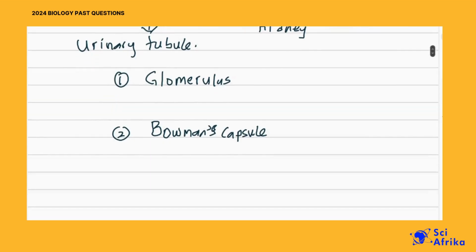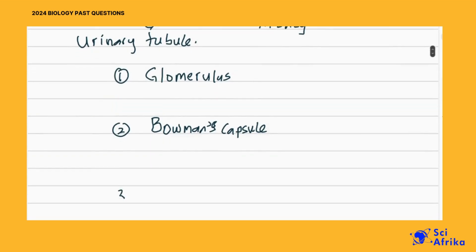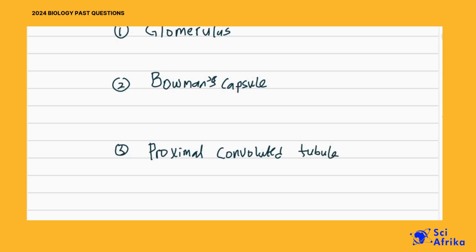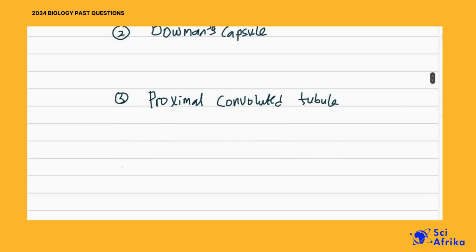We also have the other parts that we call the proximal convoluted tubule. We also have the distal convoluted tubule.